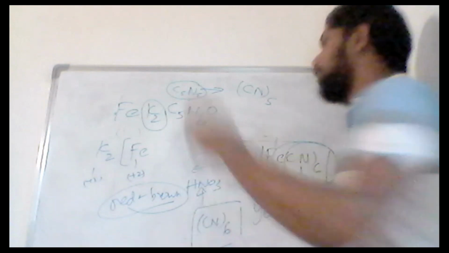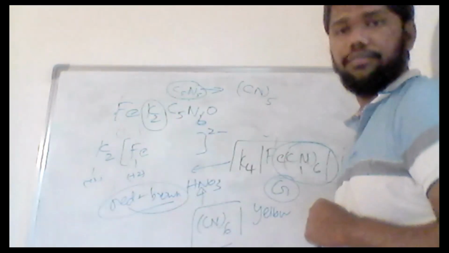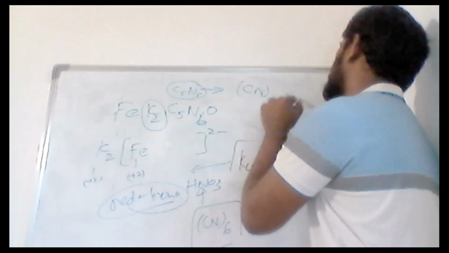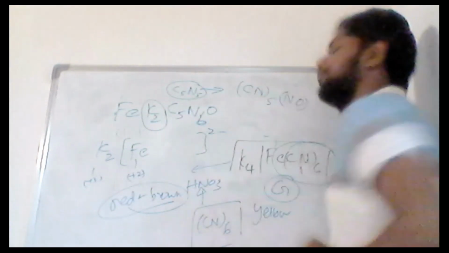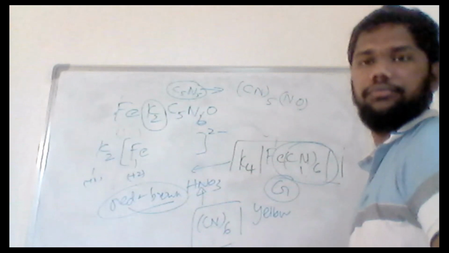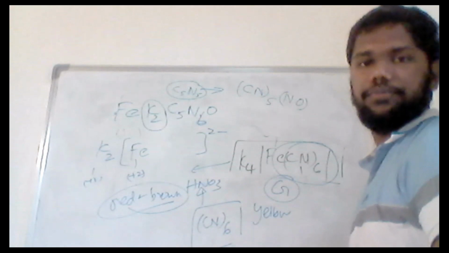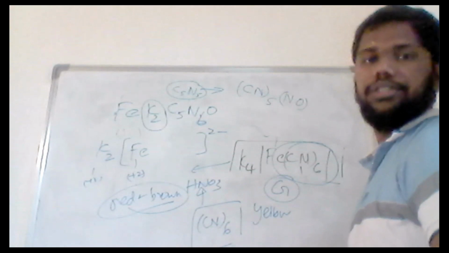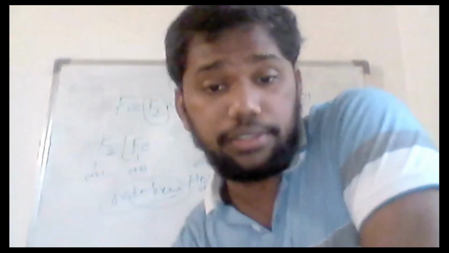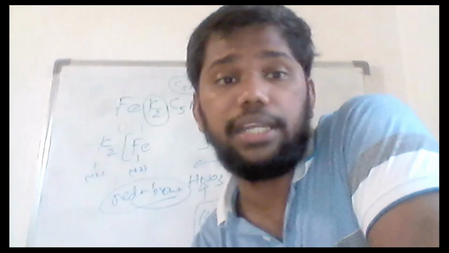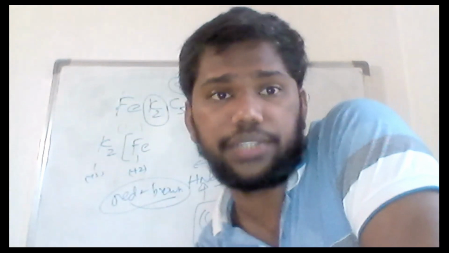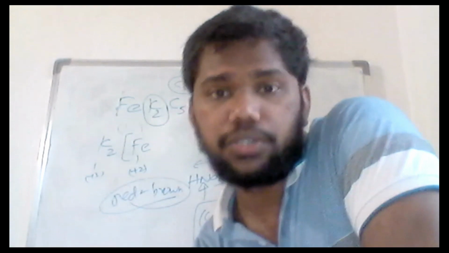Okay, so what is remaining here if that is CN5? The only thing that remains here is NO. Okay, you should understand this. This is important to understand. If you understood this one, you can automatically write down the formula because you know now what is actually happening here, right?